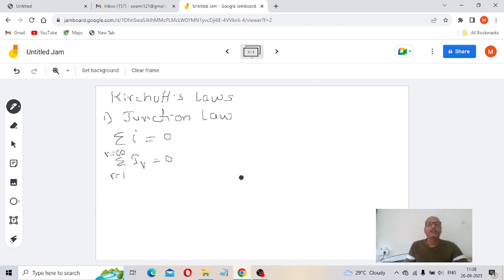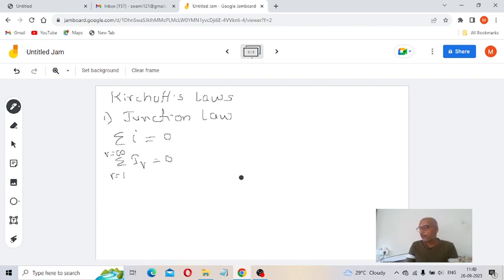At a junction, there are some branches where the current is coming to the junction, and there are some branches where the current is going out of the junction. So we can say that the total current coming to the junction is equal to the total current going out of the junction. That is, total incoming current equals total outgoing current, and the summation is 0.